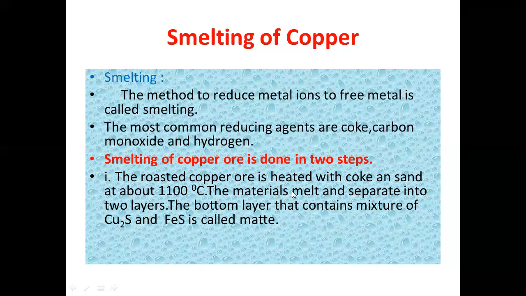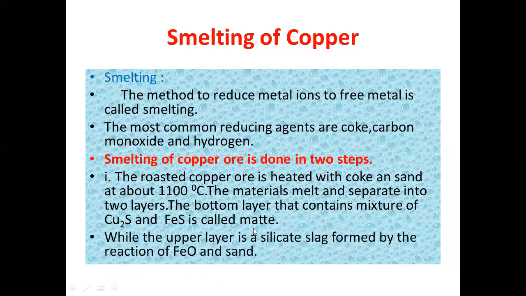The materials melt and separate into two layers. The bottom layer that contains a mixture of copper sulfide and iron sulfide is called matte, while the upper layer is a silicate slag formed by the reaction of iron oxide and sand.